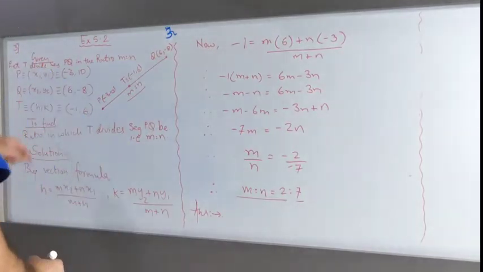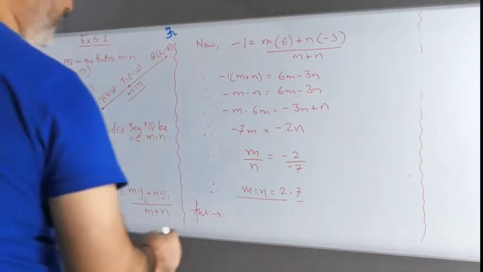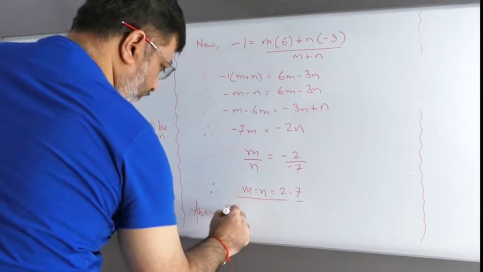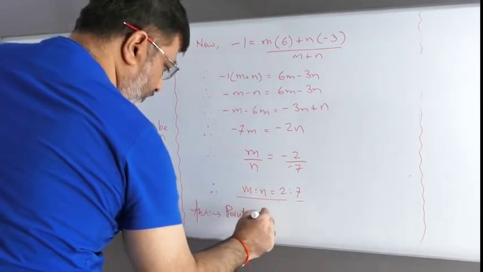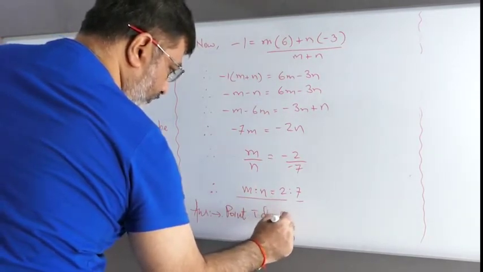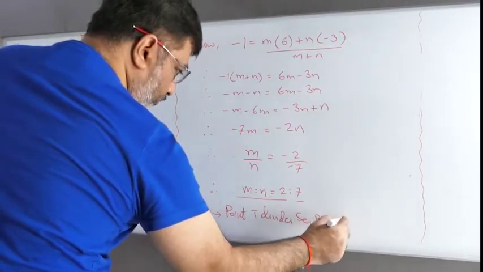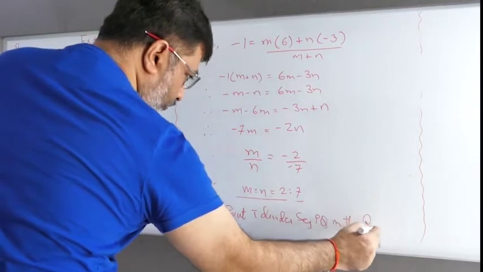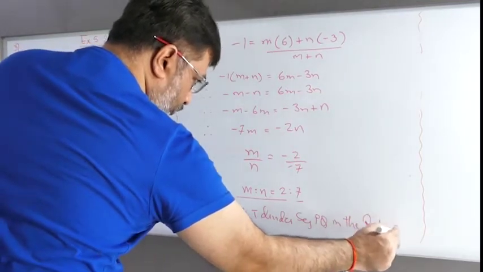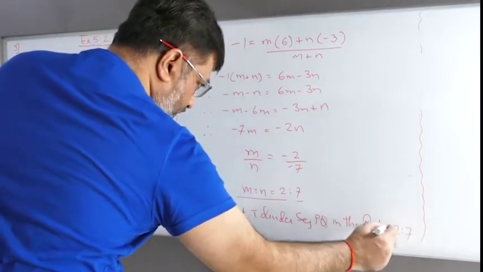So what is the final answer? The point T divides segment PQ in the ratio 2 is to 7.